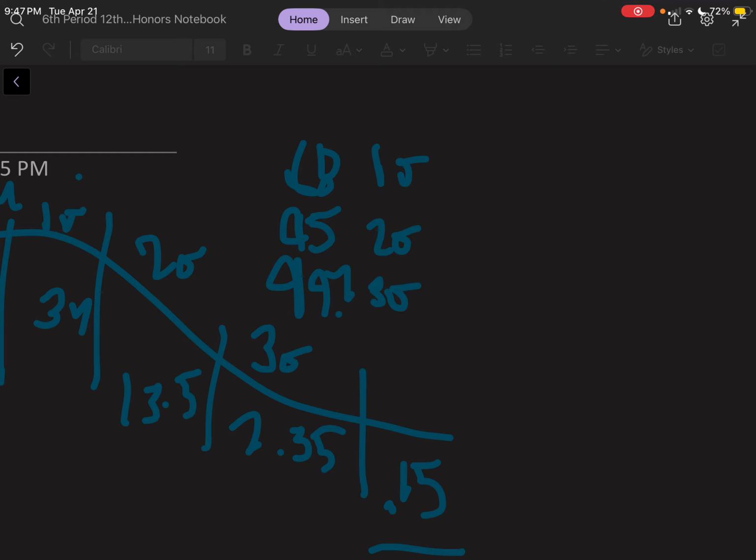The empirical rule is a good and powerful rule that helps you estimate probabilities very easily.